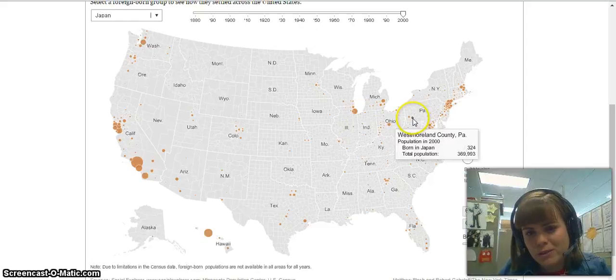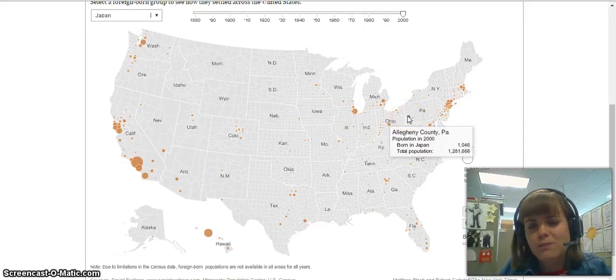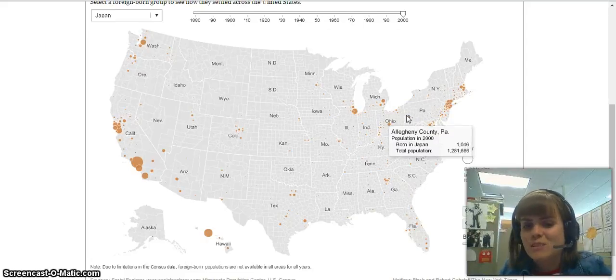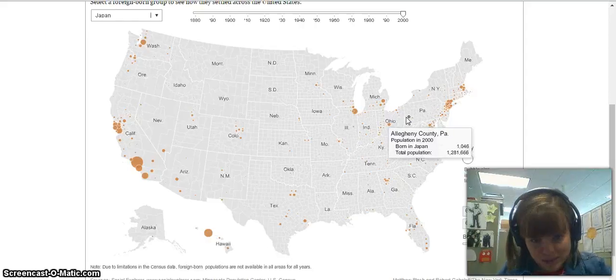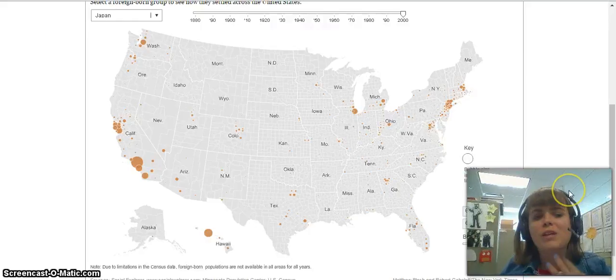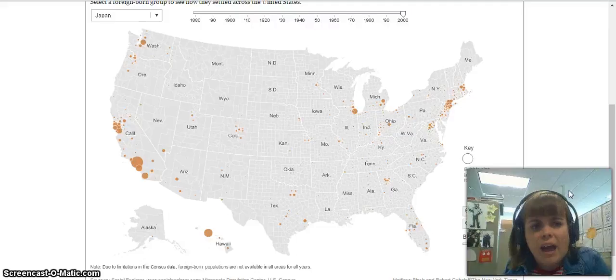For example, check it out. Allegheny County, Pennsylvania. That's where school's located. There are 1,046 citizens who were born in Japan, and there's a total population of 1,281,666. So that's just a couple tips on how to navigate this calendar well.